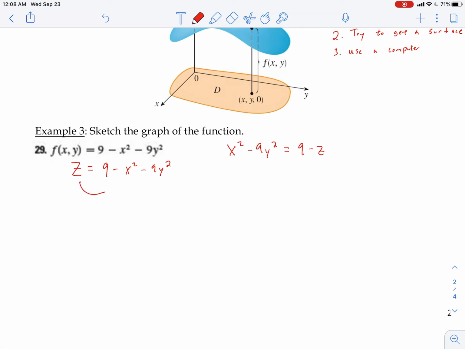So I took my z variable and moved it over to the right by subtracting, and I moved my x squared and my 9y squared to the left by adding. The reason I did this is because, if you remember from math analysis, what we're going to get here for problem 29 is an ellipsoid. Well, not necessarily an ellipsoid, but more like the elliptic paraboloid. And I'll draw out what that is.